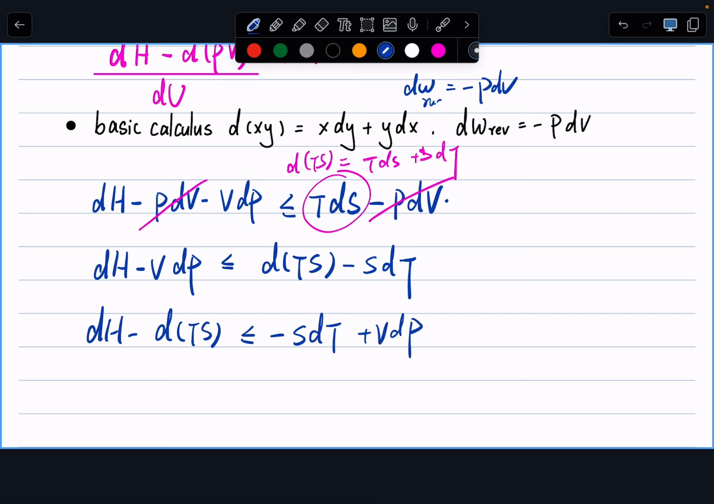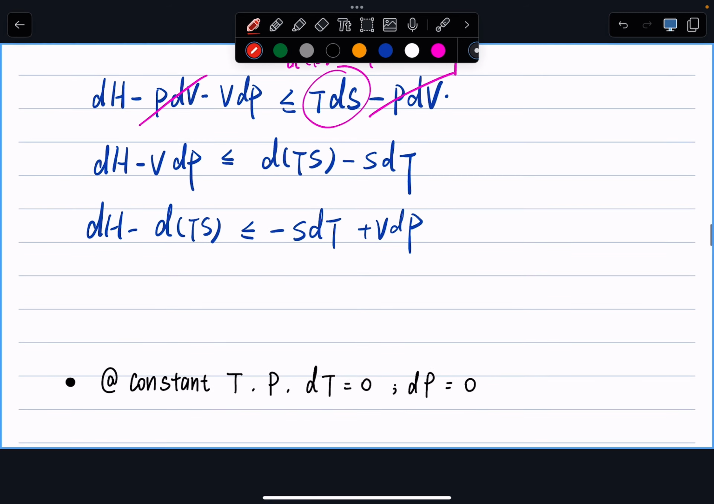So the whole point of all these movements is we want the right-hand side to diminish when we're at constant temperature and pressure, because we want some kind of state function whose differential equals 0 at material equilibrium at constant TP. All right, so that's why we're doing all these movements. And now it becomes more obvious. So on the left-hand side, we have d(H minus TS) smaller than or equal to negative SdT plus VdP.